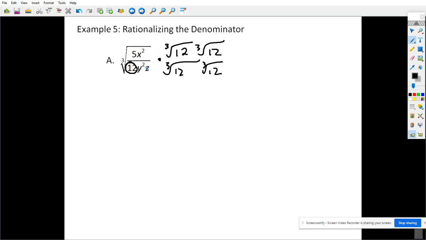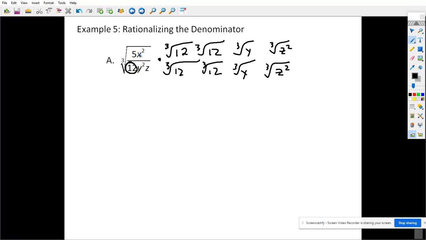How many y's do I have on the bottom? I have 2, which means I need 1 more y. So I'm going to multiply top and bottom by the cube root of y. And how many z's do I need? I have 1. I need 2 more. I'm going to multiply by z squared. Now, this is showing every single step of every number. I wouldn't show 12 and 12. I would show 144. But I'm going to show this just as we do this.